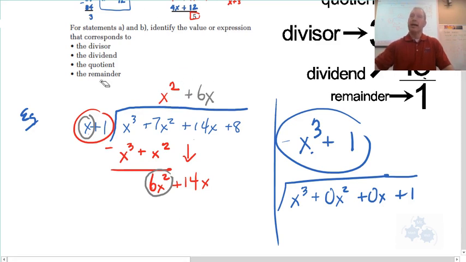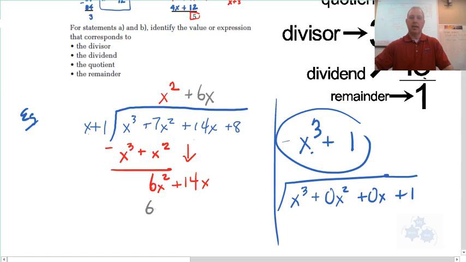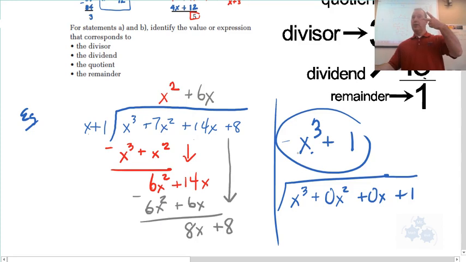So after you place that, then you multiply. So 6x times x is 6x squared. That's great. 6x times 1 is 6x. You subtract. That's going to be 0x squared. 14 minus 6 is positive 8x. And I drop down the 8. That's cycle number 2. Okay.